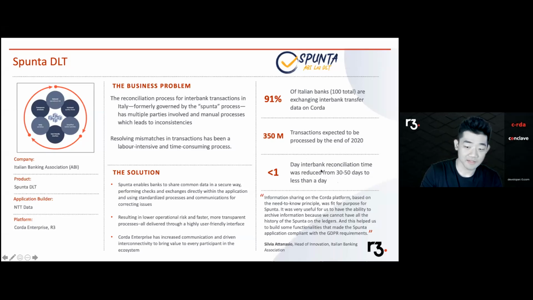So that's basically the beauty of blockchain technology, or you can call it distributed ledger technology, which is the same thing. So in these Sparktime solutions, Sparktime enables the banks to share common data in a secure way, performing checks and exchanges directly within the applications and using standardized processes and communication for correcting issues.